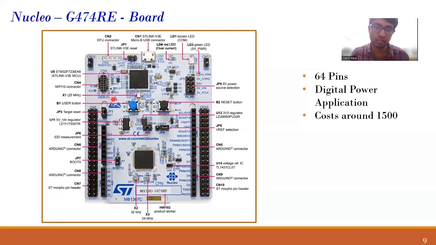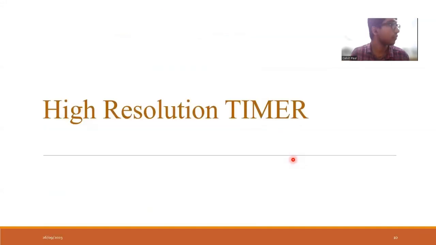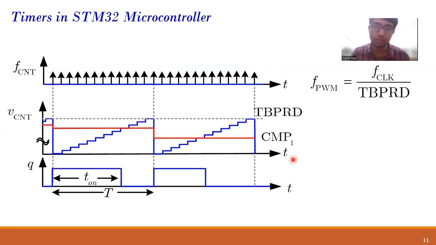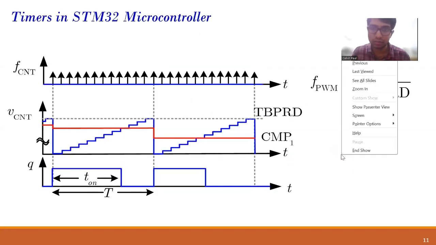All right. And that's how the microcontroller is so compact, and it has all the peripherals internal to it. Next, we'll start with the high resolution timer. So why do we use a timer? The timer is being used to generate a PWM signal. So just consider this.